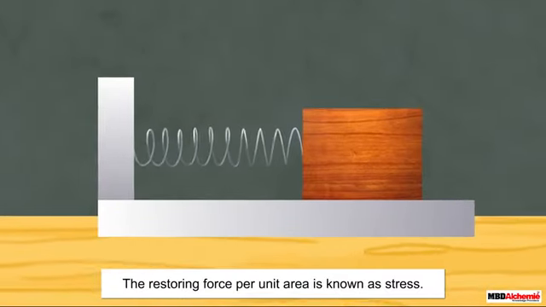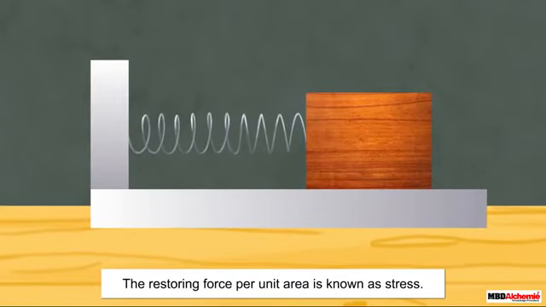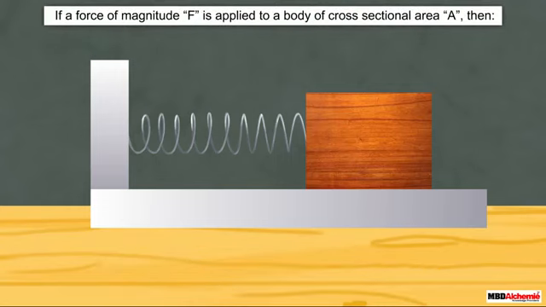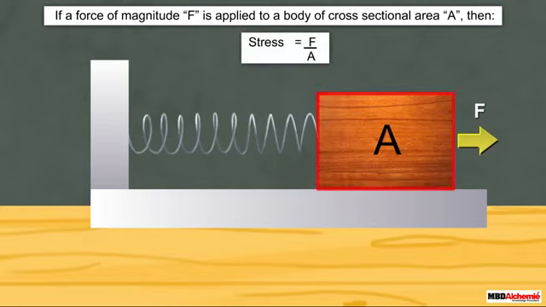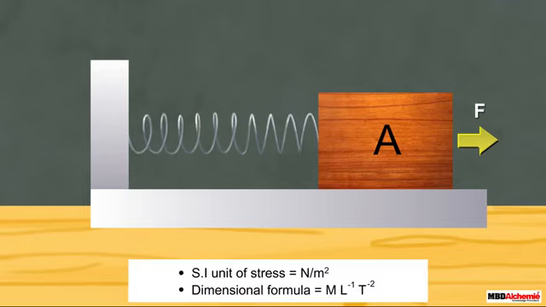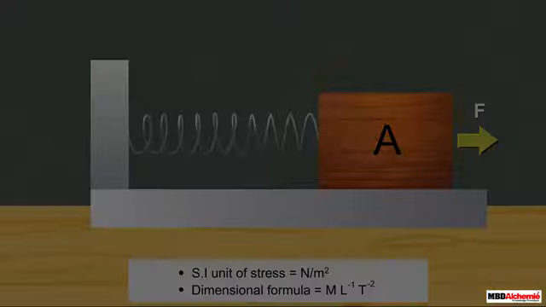The restoring force per unit area is known as stress. For example, if a force of magnitude F is applied to a body of cross-sectional area A, then the stress will be F by A. The SI unit of stress is Newton per meter square and its dimensional formula is M L raised to the power minus 1 T raised to the power minus 2.